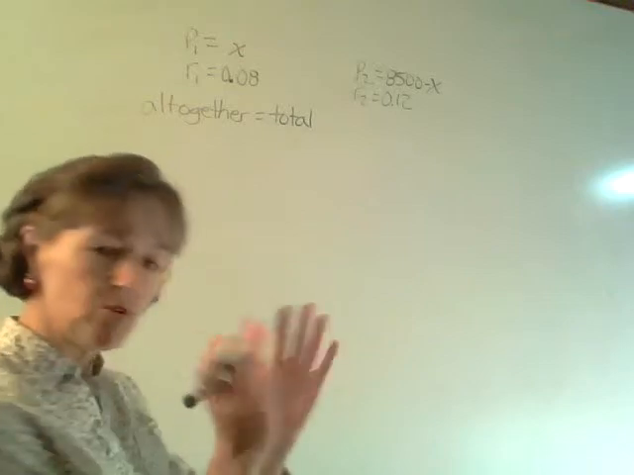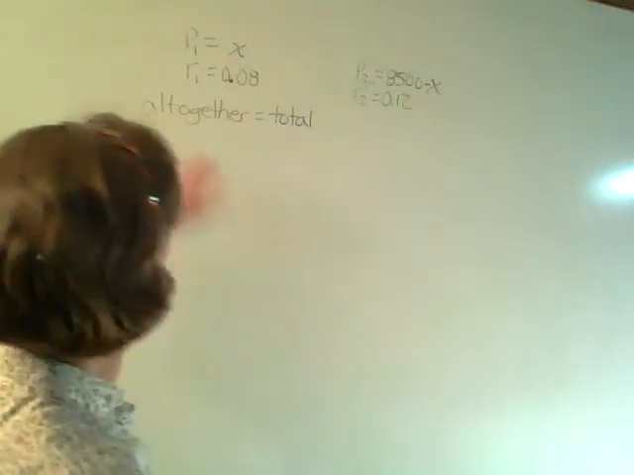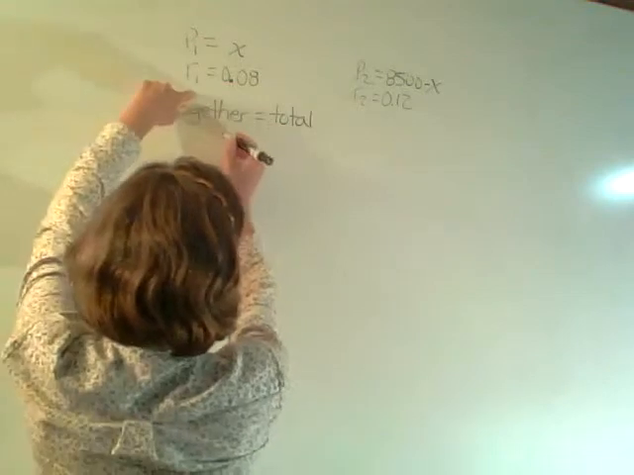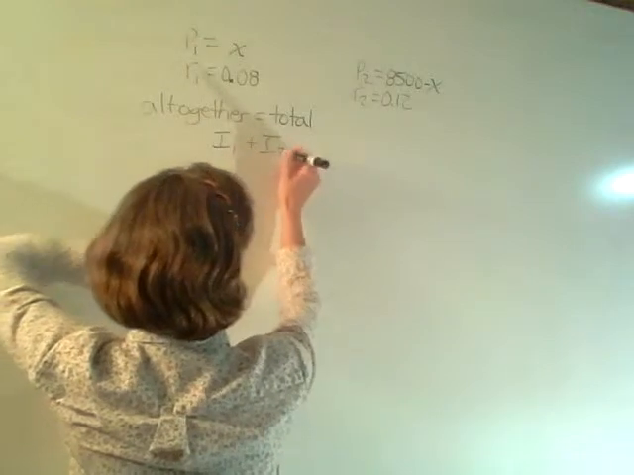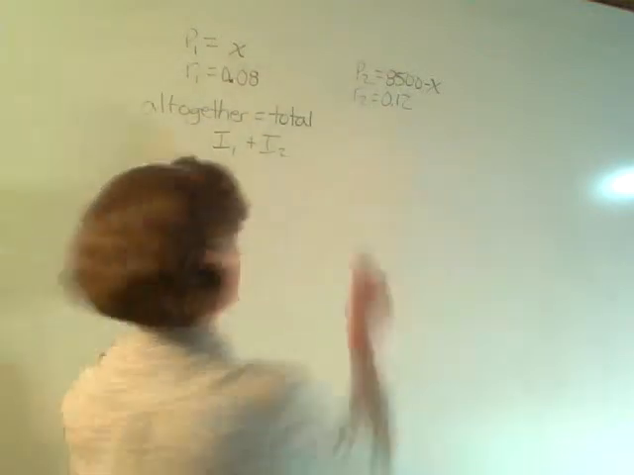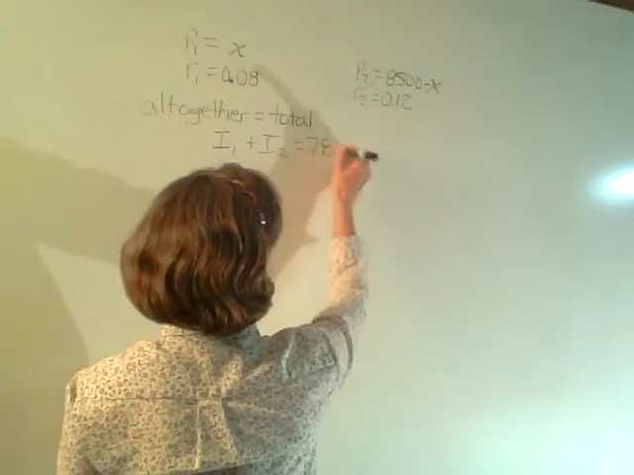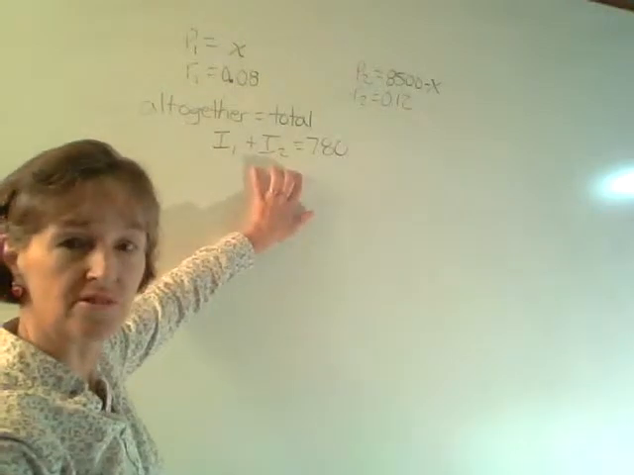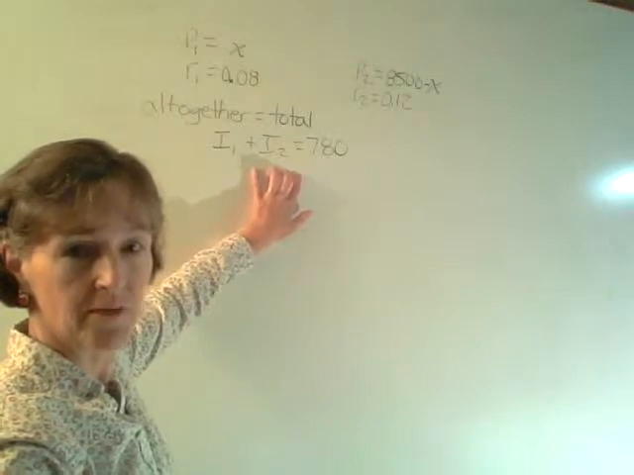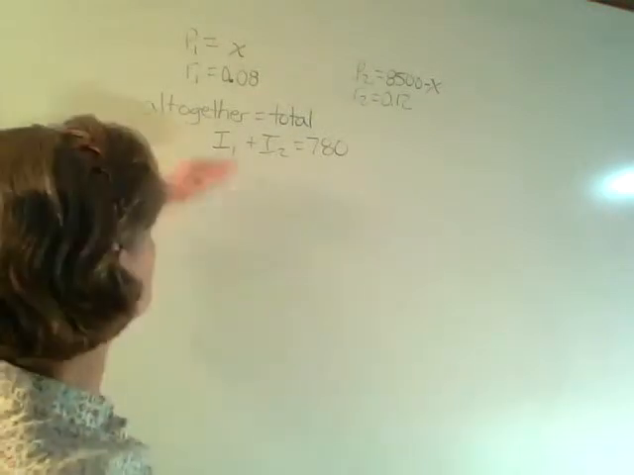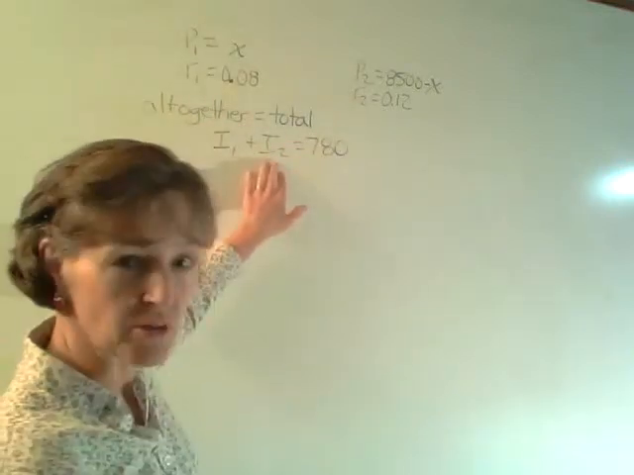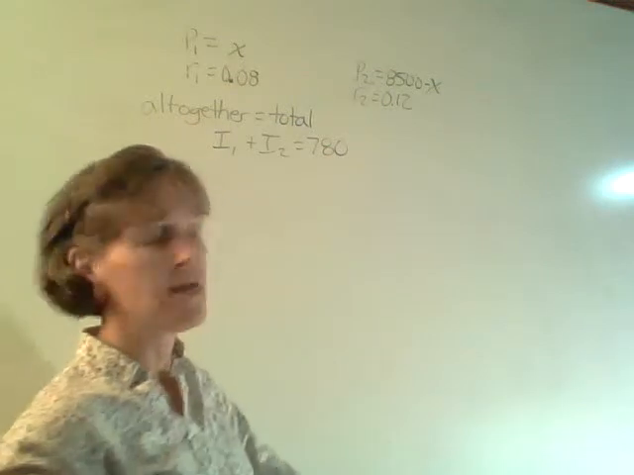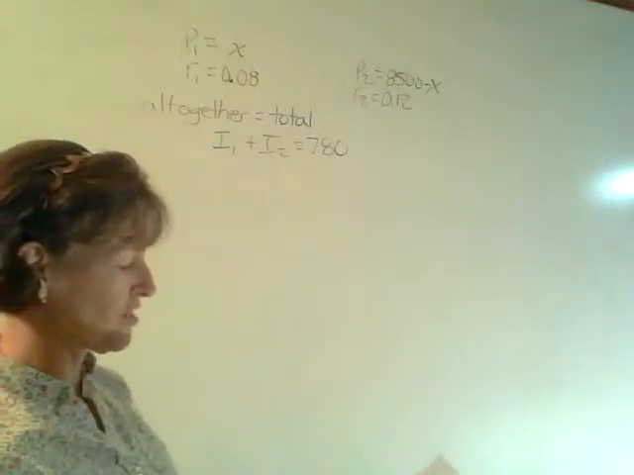So my general equation that represents this is that I1, the interest earned from the 8% account, plus I2, the interest earned from the 12% account, is going to equal $780. This is my general interest equation for problem 1. To actually solve the problem, I would substitute what I1 equals and what I2 equals in here, and then I can solve for X and answer any question that has been asked with regards to this particular statement.